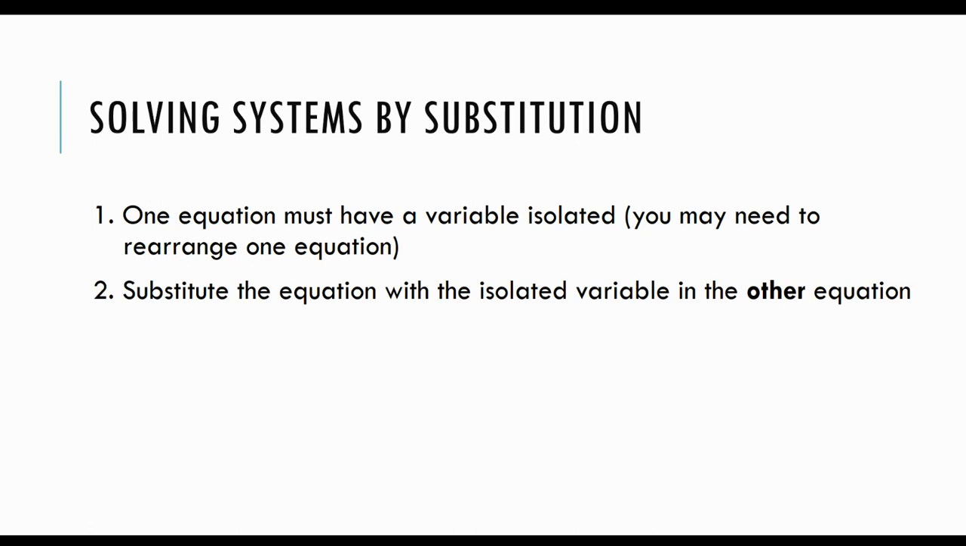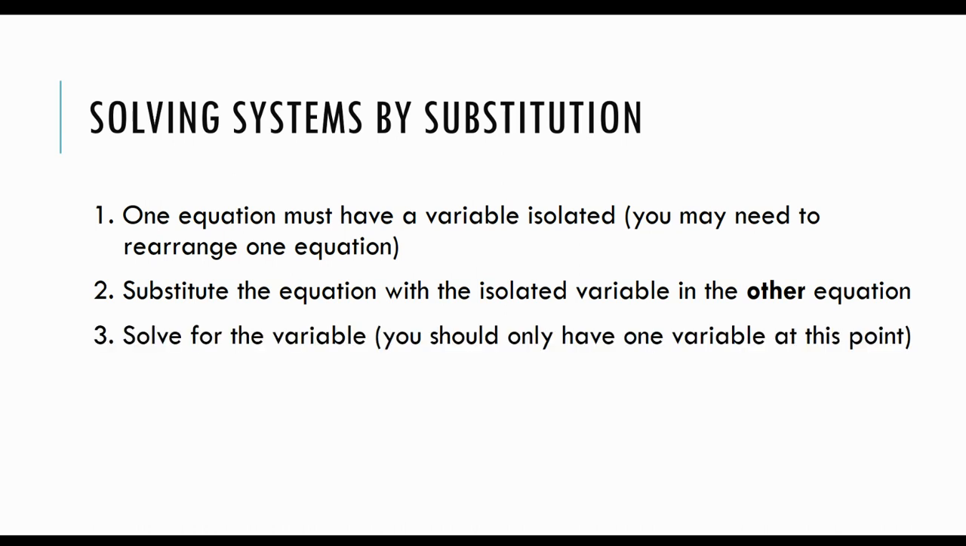Next, we'll then substitute the equation with the isolated variable into the other equation. By substituting it into the other, we now should be solving for a variable where we only have one variable in the entire equation. So you start off with variables of x and y, but by substituting it in, you'll know you do it correctly if you only have all x's or all y's in a single equation for you to then solve for that variable.